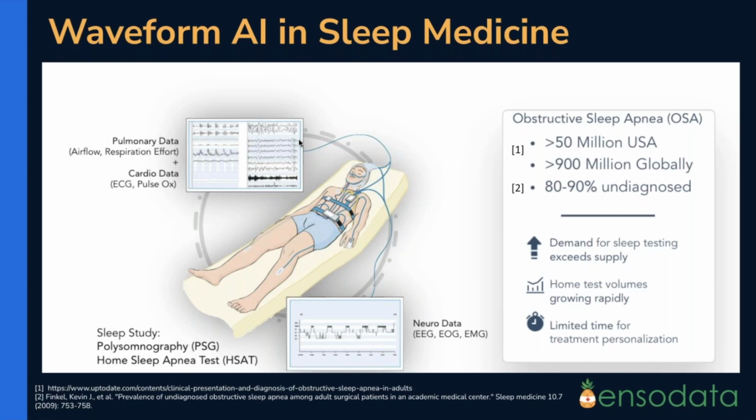Now, during these studies, we record a range of different signals for the whole duration that the patient is asleep. So for example, pulmonary data like airflow and respiratory effort, cardio data like ECG, pulse oximetry, and also neurological data like EEG, EOG, EMG. And you can imagine that all of this data needs to be processed, often without using auto-scoring. This is often done manually in order to accurately and efficiently diagnose the different sleep disorders.